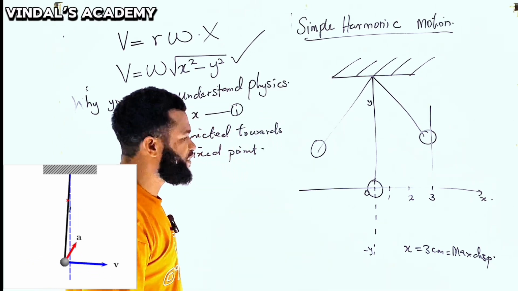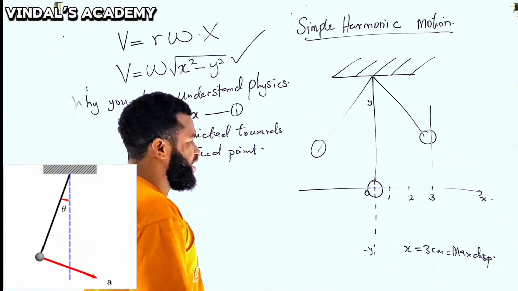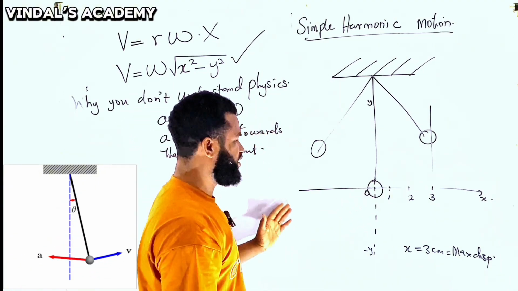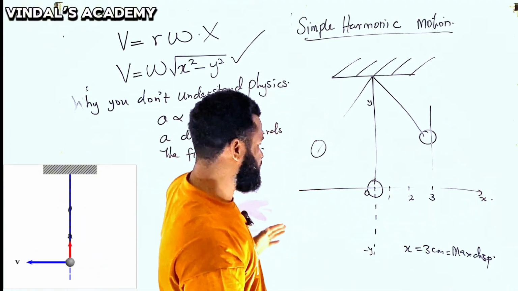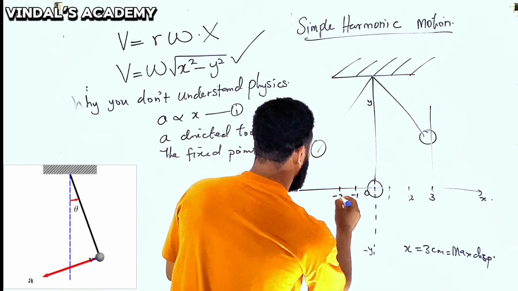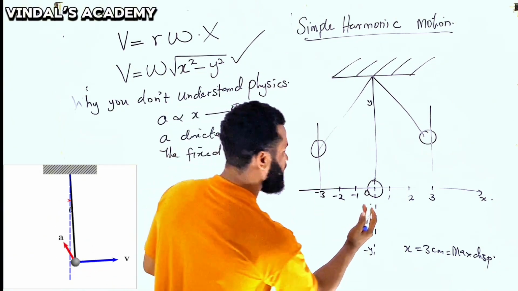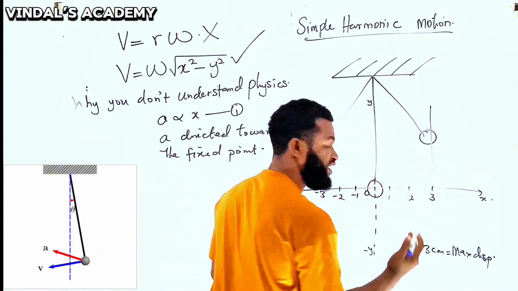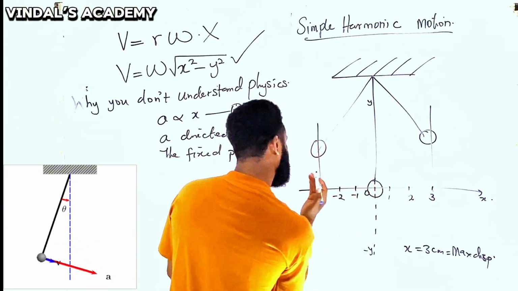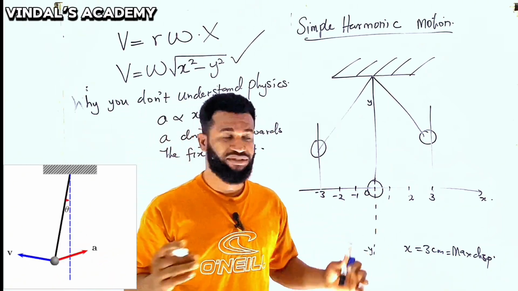All right, if that is the condition, then let me also consider that, because the motion is to and fro, let me also go to this side. This is going to be -1, -2, and this is going to be -3. Because whatever happens from this point to this point is the same thing that is going to happen on the other side. Because it is a force, it has to balance.